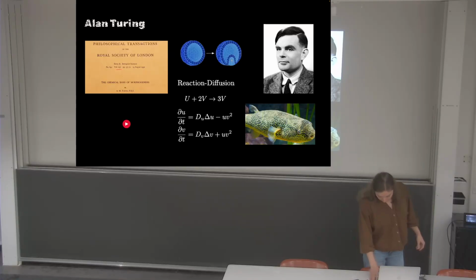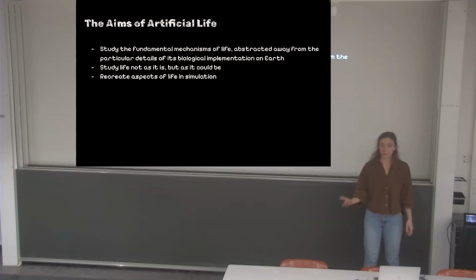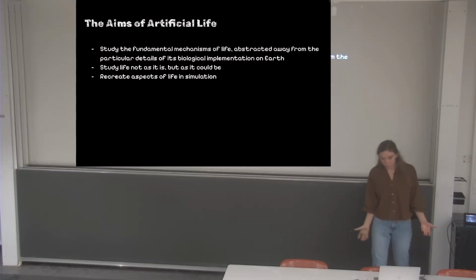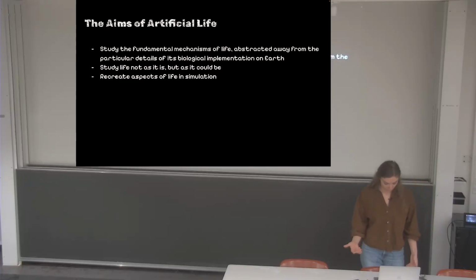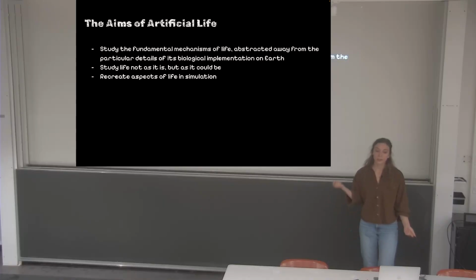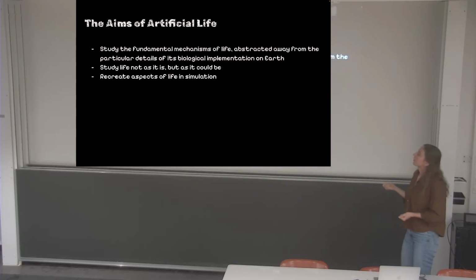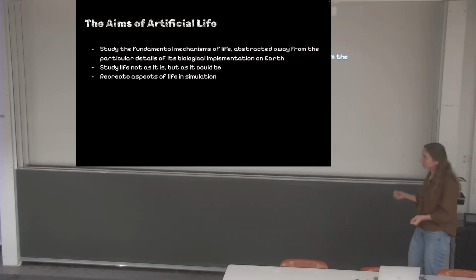So this summarizes the three examples where mathematics was able to say very non-trivial, interesting things about biology. And I think this is the true motivation for artificial life. So let's summarize what the field is about. I think the main aim of artificial life is to study the fundamental mechanisms of life, abstracted away from the particular details of its biological implementation on Earth. Or yet another motto is that one studies life not as it is, but as it could be.